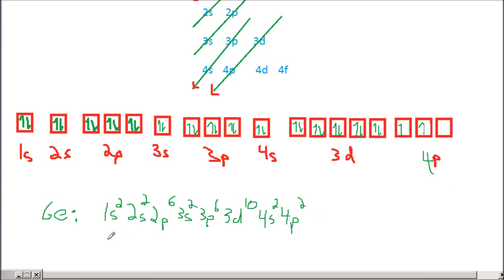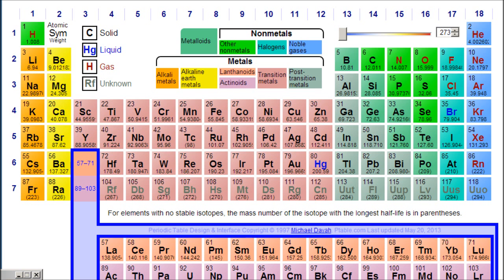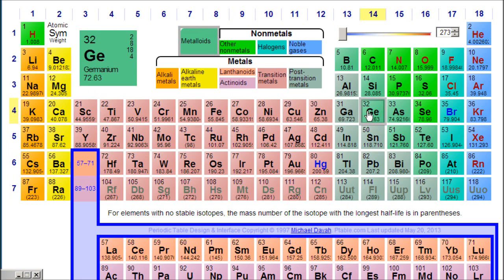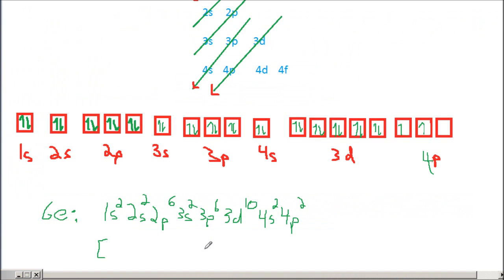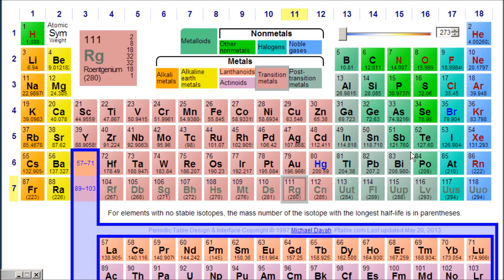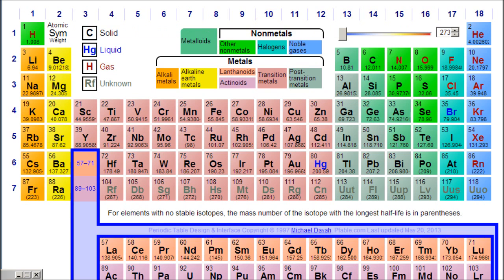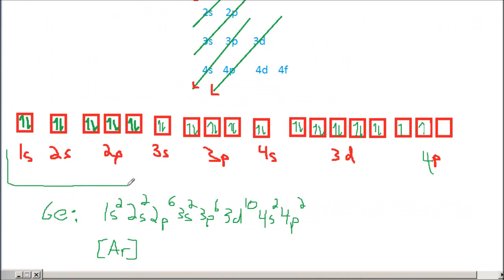That's good. We can also write this as the kernel of electrons that comes from the last noble gas before germanium. So it's all the way back to argon, the last one. So I could write argon. And let's go back to that periodic table and take a look. Argon's got all the electrons except for these s electrons that got filled up, and then these d electrons that got filled up, and these p electrons that got filled up. So all this stuff right here is argon. So I don't have to write those out if I write argon in brackets.